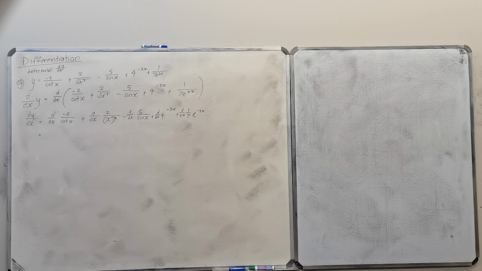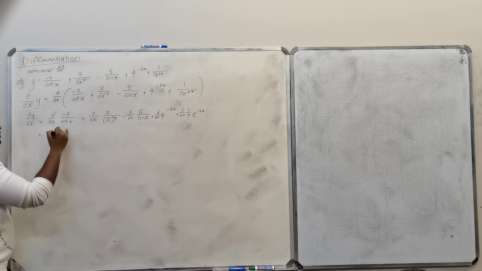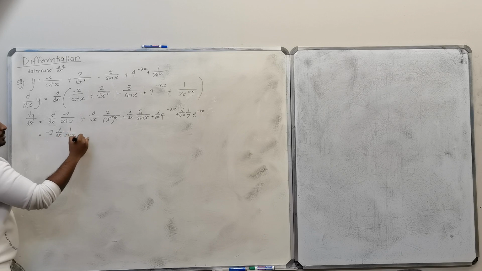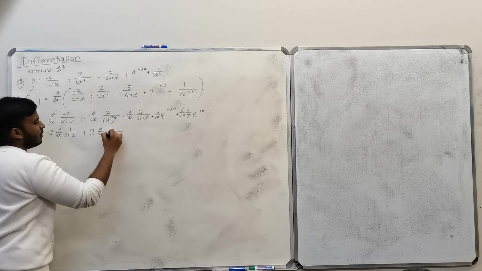Do I have anything that has 1 over cot x in my rules? No. In your rules there's just cot, not 1 over cot. Okay, before I do that, let's pull out constants first. It makes it easier when we're looking at what we have. So this is minus 2 d over dx of 1 over cot x plus 2 d over dx of 1 over.